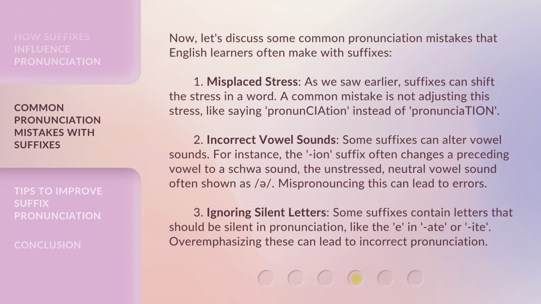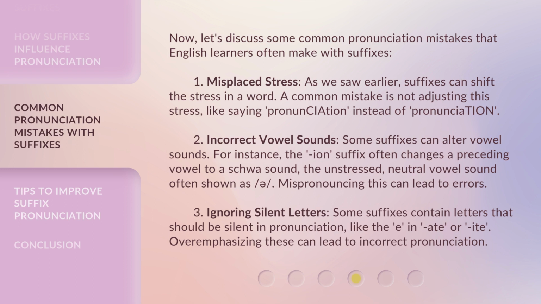2. Incorrect vowel sounds. Some suffixes can alter vowel sounds. For instance, the "-ion" suffix often changes a preceding vowel to a schwa sound. The unstressed, neutral vowel sound, often shown as "ə". Mispronouncing this can lead to errors.